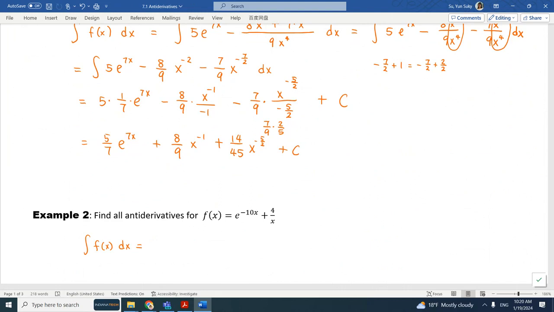Formula. Do we use? We use. Yes. Mm-hmm. What do we use?